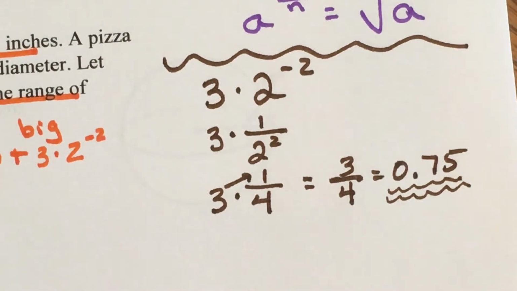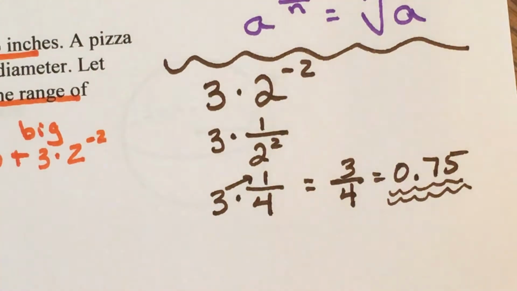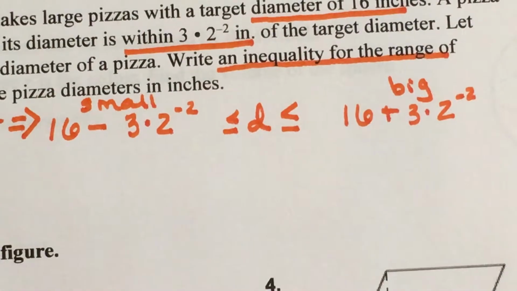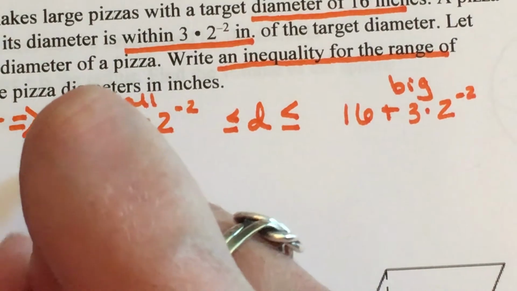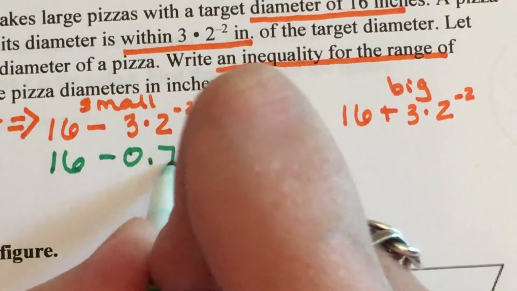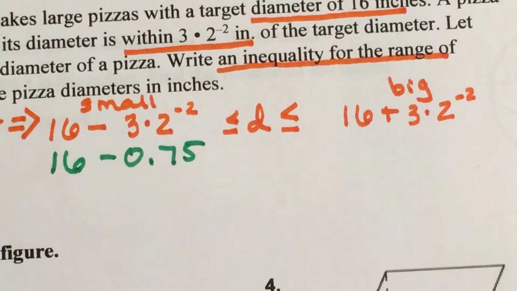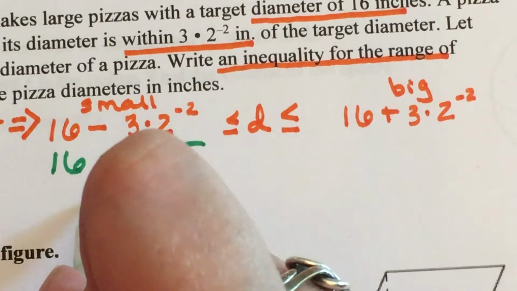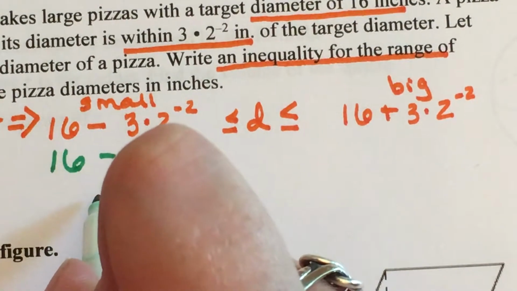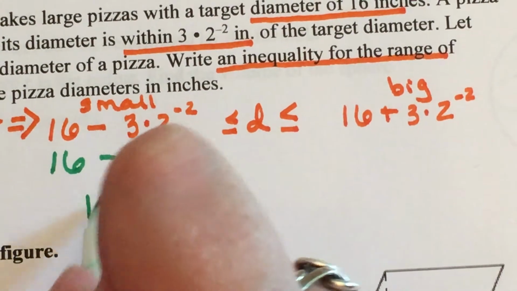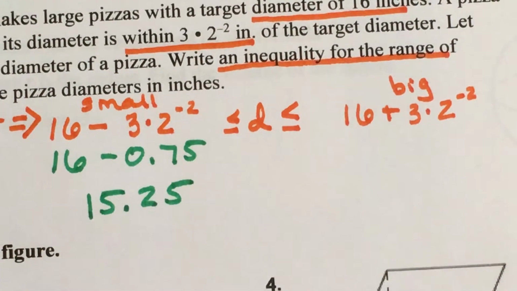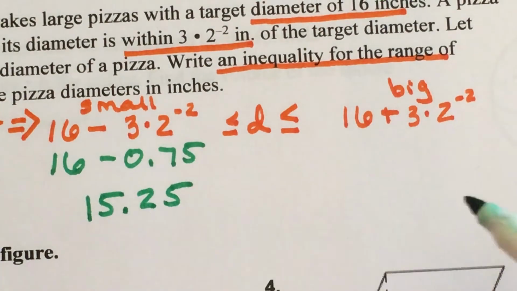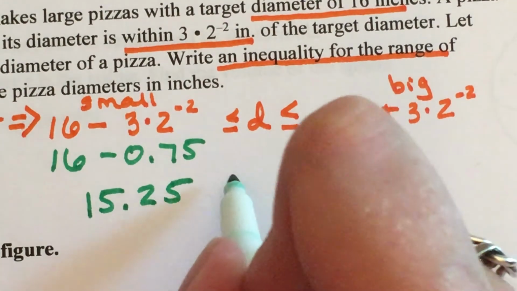All right, so let's put it to work. Now that we know what it means, let's put it to work. So this is really 16 minus 0.75, which is equal to what? Put it in your calculator or your brain. They both work. Did you get 15.25? Good. So the smallest that diameter can be is 15.25 inches.